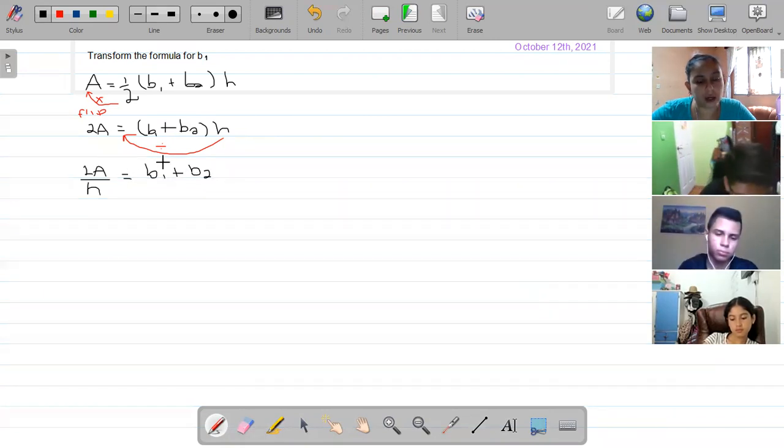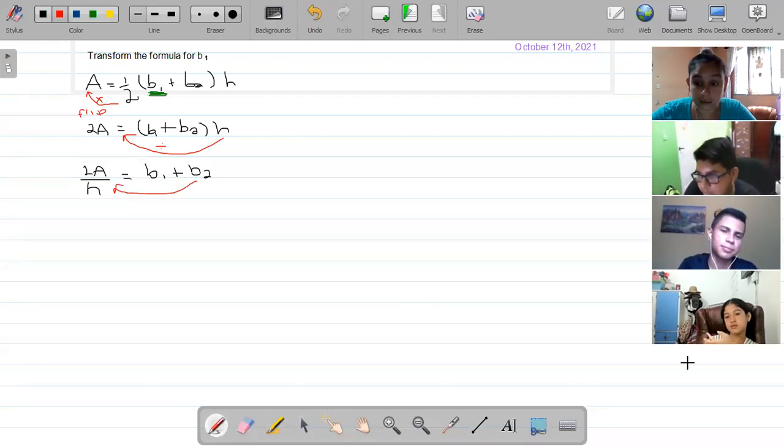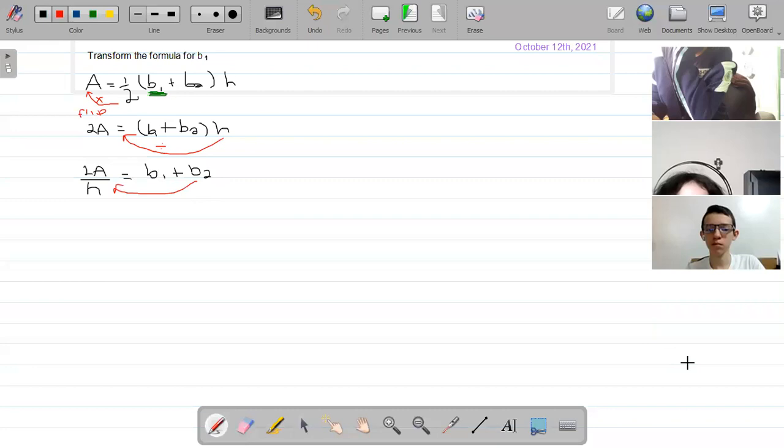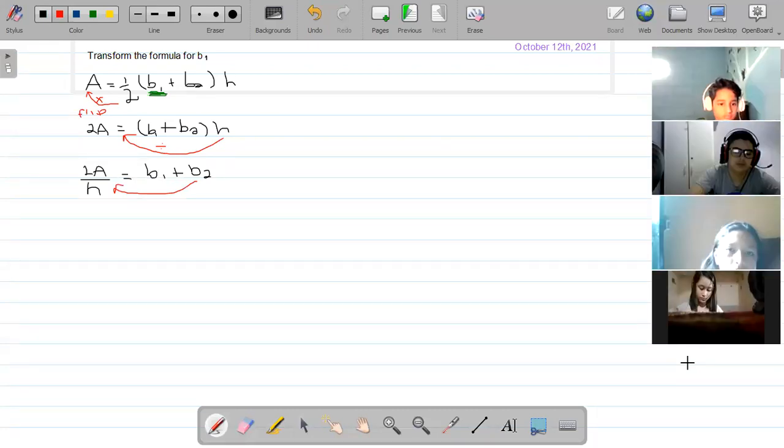We need to leave the B1 completely alone. That's the one that we need. I didn't underline it. I'm going to underline it right now. This is the one that we need to leave completely alone. So this B2 that's adding will go to the other side with its inverse operation. If it's added, it goes subtracting. Subtracting. Correct. It goes subtracting.